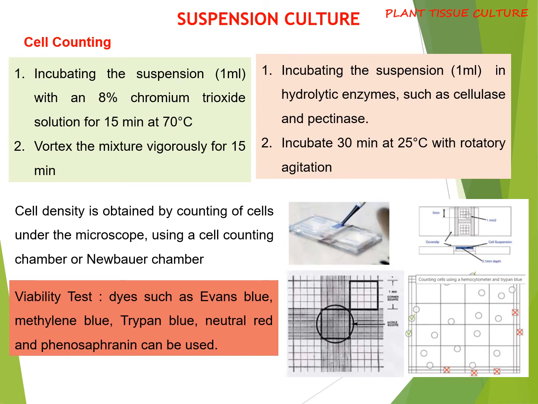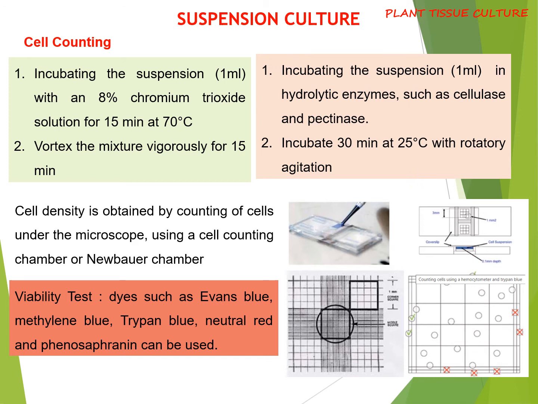The cell density of a suspension culture can be estimated by counting the number of cells per ml. The first thing to be noted is that the cell suspension contains single cells rather than aggregates of cells. The aggregates of cells in the suspension culture can be removed or disintegrated by two methods.